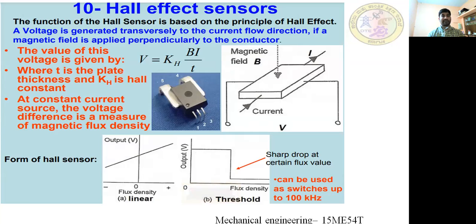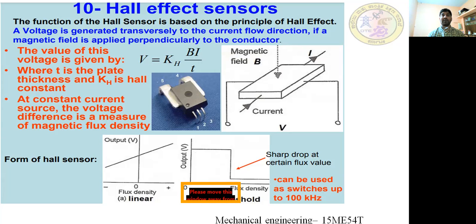So today we are discussing Hall effect sensor. What is Hall effect sensor? It is a sensor which is used for sensing distance or displacement or a position of any element or a proximity of any element. So it works on the principle of Hall effect.